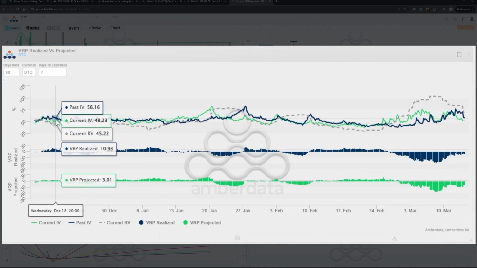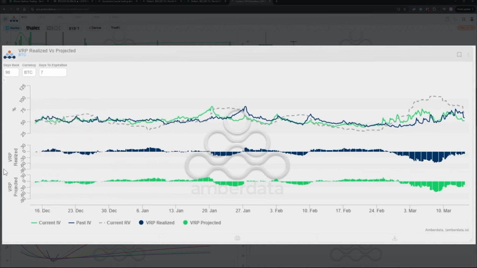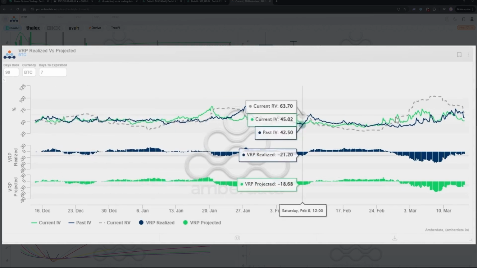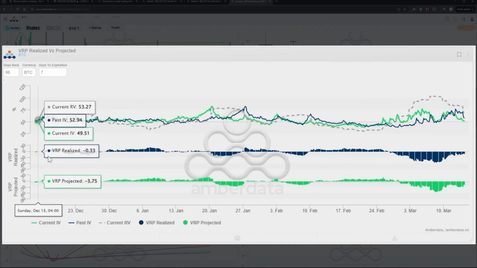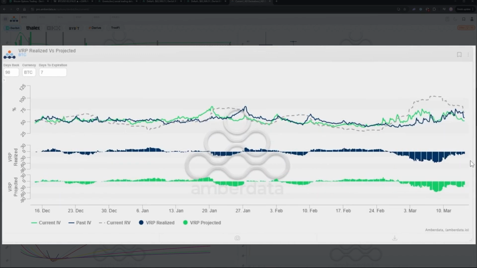And what it's doing with the blue data here is showing us what the implied volatility was a week ago. So we're looking at what the implied volatility was a week ago and then comparing that to what volatility realized over that period. And it's showing both of these historically as well. On both of these bottom parts of the chart, when they're above zero, it means that the implied volatility was higher than the realized volatility. And when it's below zero, it means the implied volatility is lower than the realized volatility.